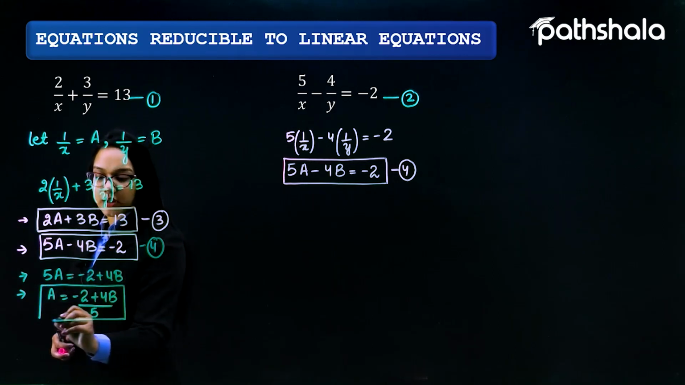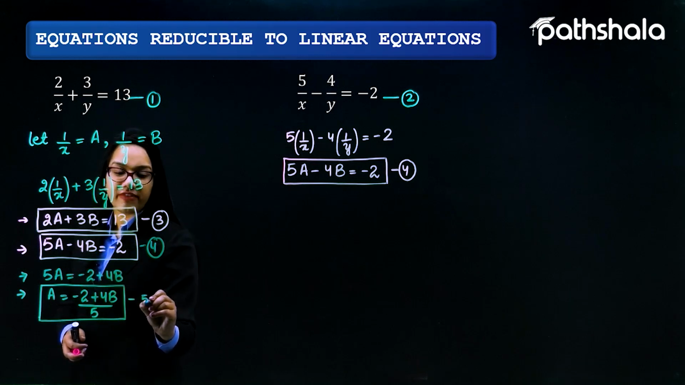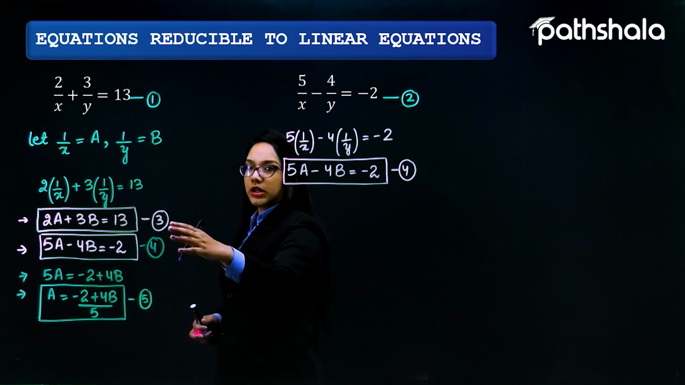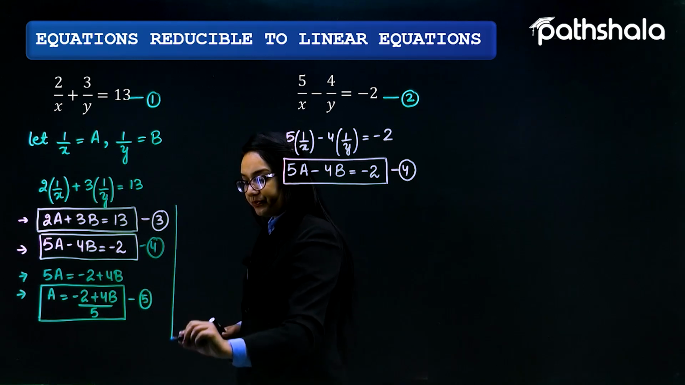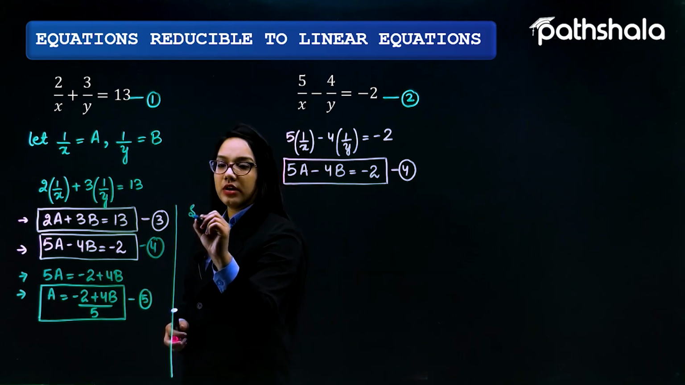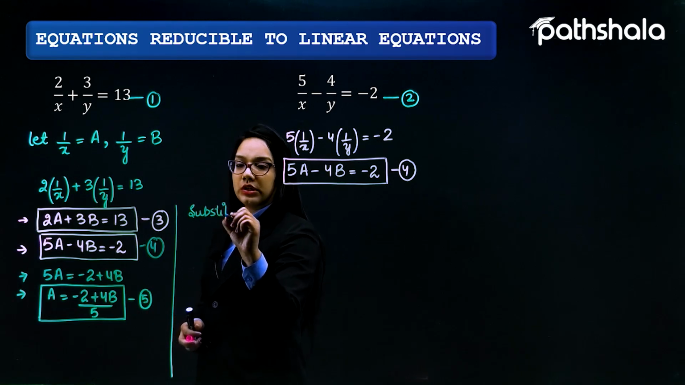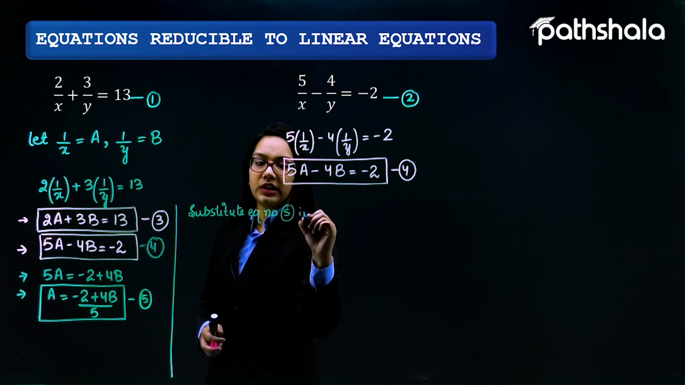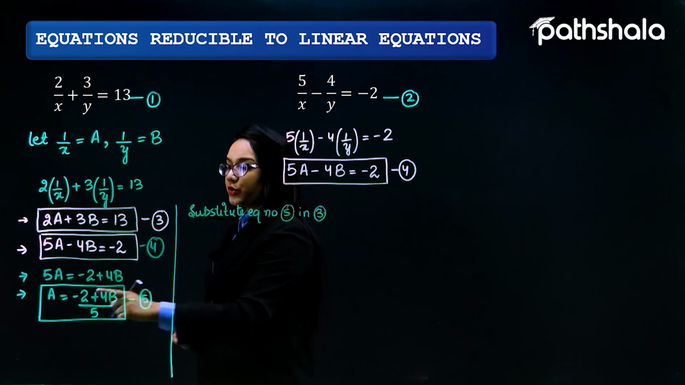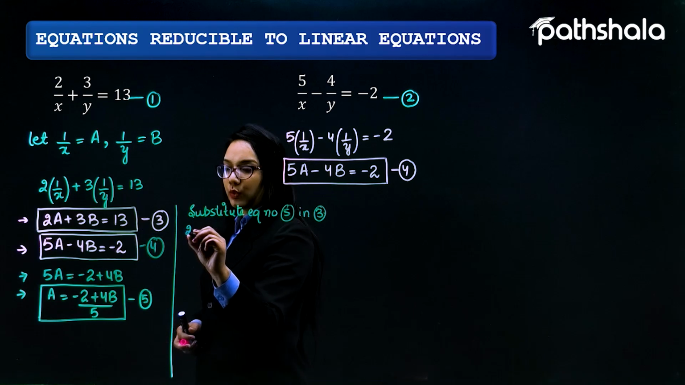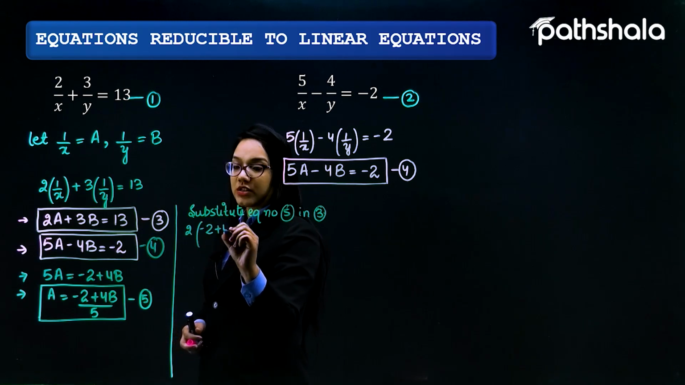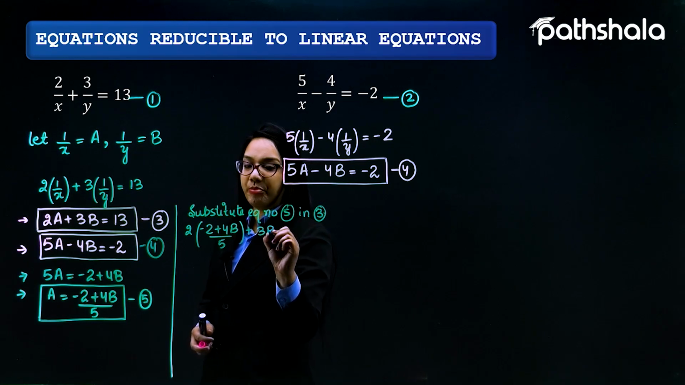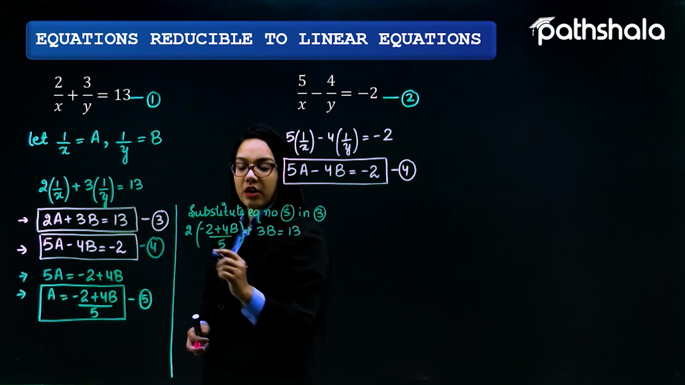Now let us suppose I am calling this equation number 5, and I am substituting equation number 5 into equation number 3. If we substitute the value of A over here, we will get 2 into (minus 2 plus 4B) divided by 5, further plus 3B, which is equal to 13. Now let's solve this.